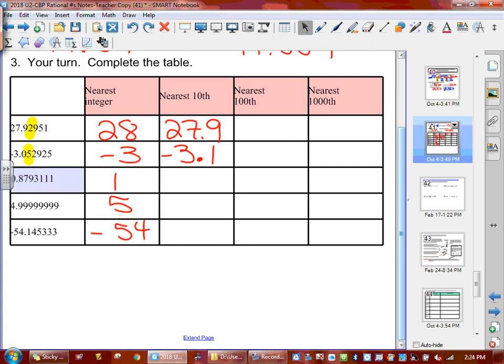So we're going to look at the 7. If you look at that 7 there, what is it doing to the 8? Makes it go up 1. So we should have 0.9. Okay? Now these ones are tricky.